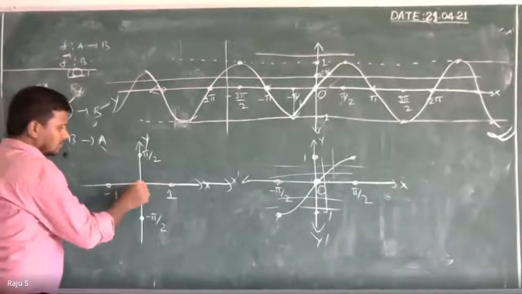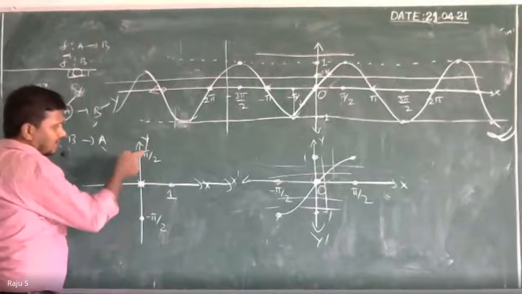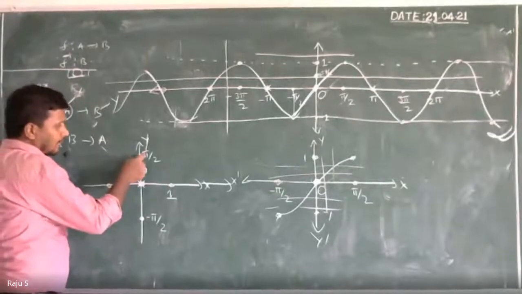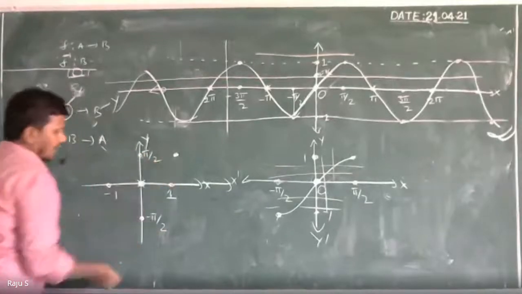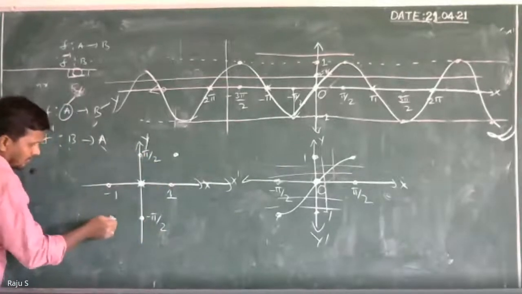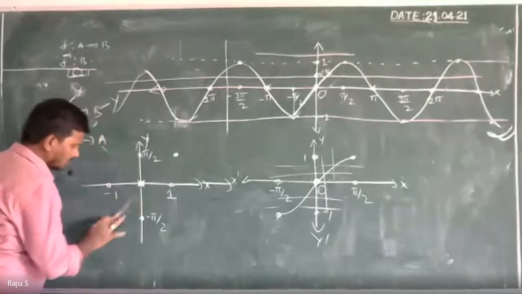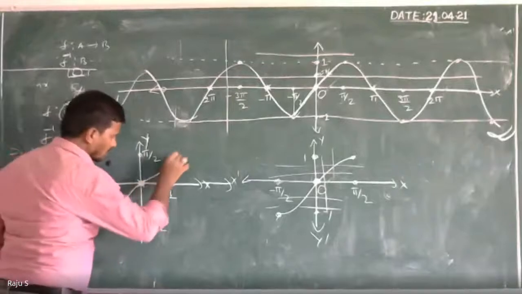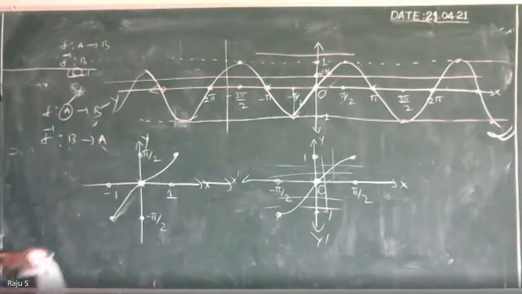Now again, what is sin 0? 0. What is sin 90? 1. Sin minus 90? Minus 1. Right. Joining these 3 points by a smooth curve like this.